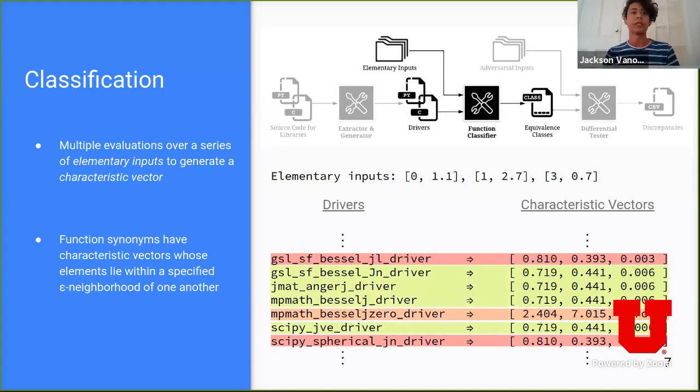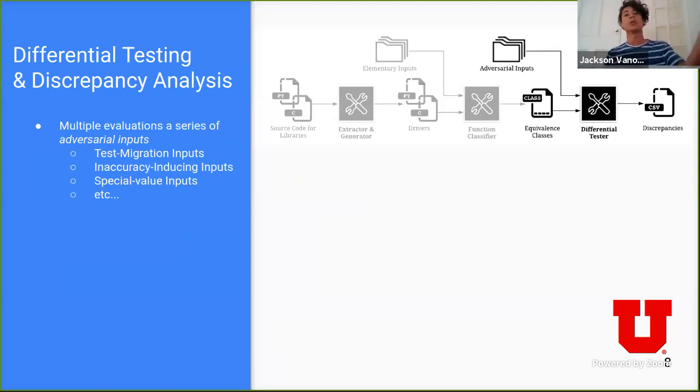Then ultimately, function synonyms are going to be the drivers corresponding to the functions that have the same characteristic vectors. Here we see highlighted in yellow a subset of the equivalence class that was used in the example previously, representing regular cylindrical Bessel functions. These equivalence classes are then given to the differential tester.